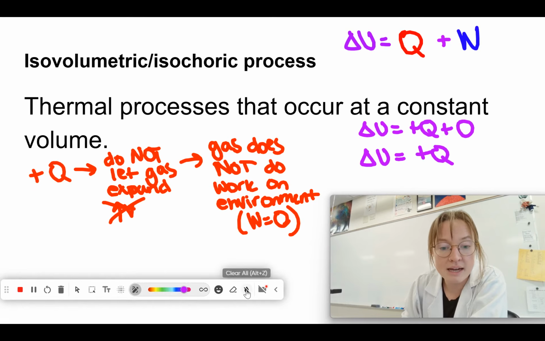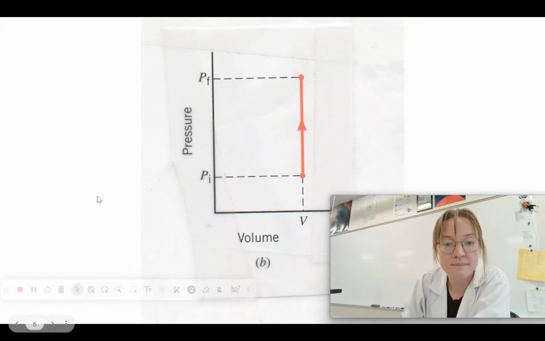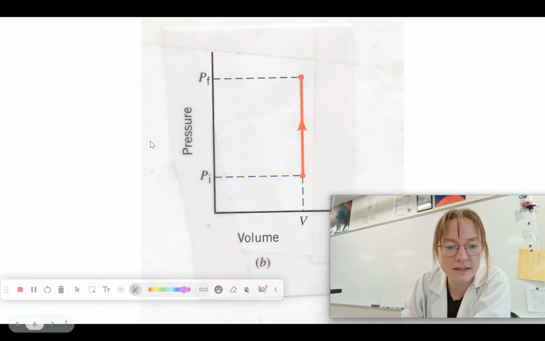Here is what an isovolumetric process looks like. An isovolumetric process on a graph. Here we go.